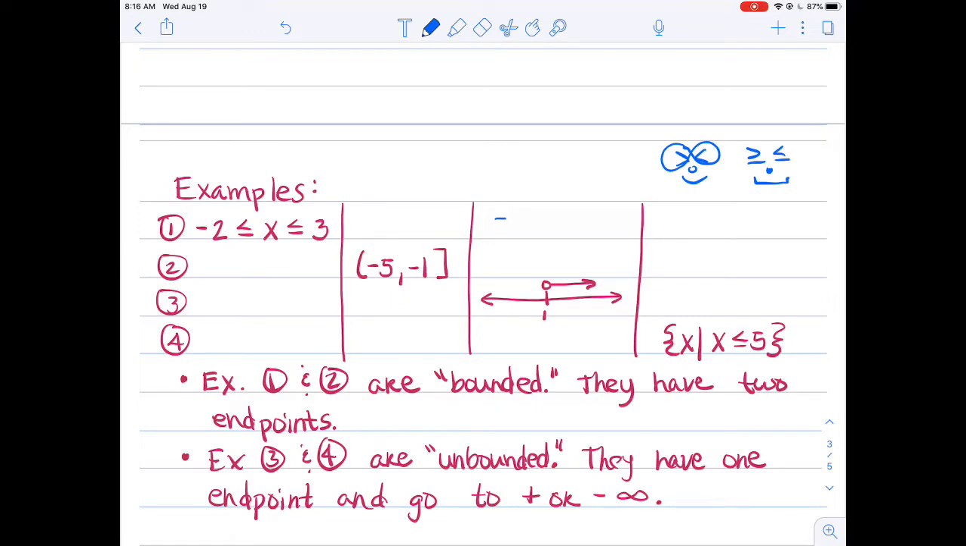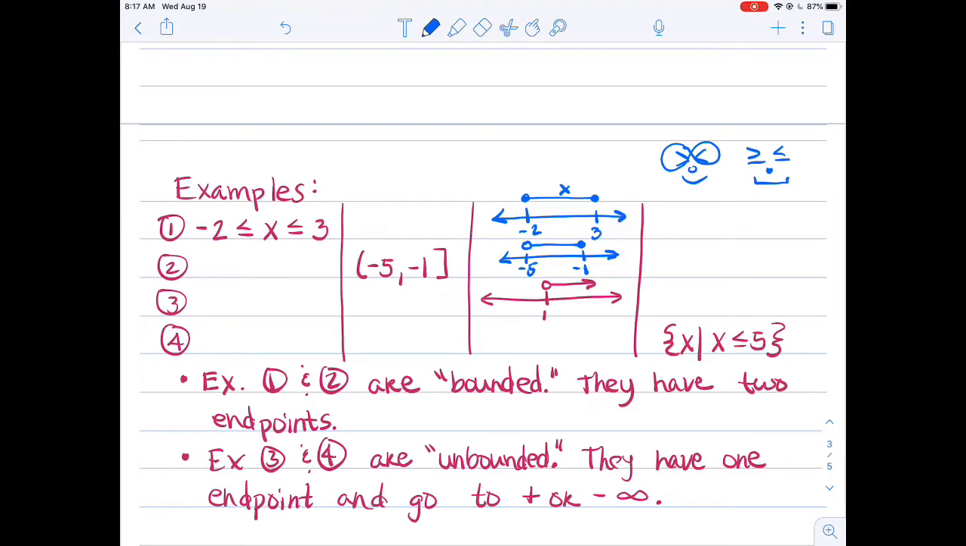So for this first one, I can see that I have critical points at -2 and at 3, and my graph has closed dots. Why? Because we have a less than or equal to sign, so X is in between here. And then on number 2, our critical points are -5 and -1. Notice that we have a parentheses on the left, open dot at -5, bracket on the right, closed dot at -1, X is somewhere in between.